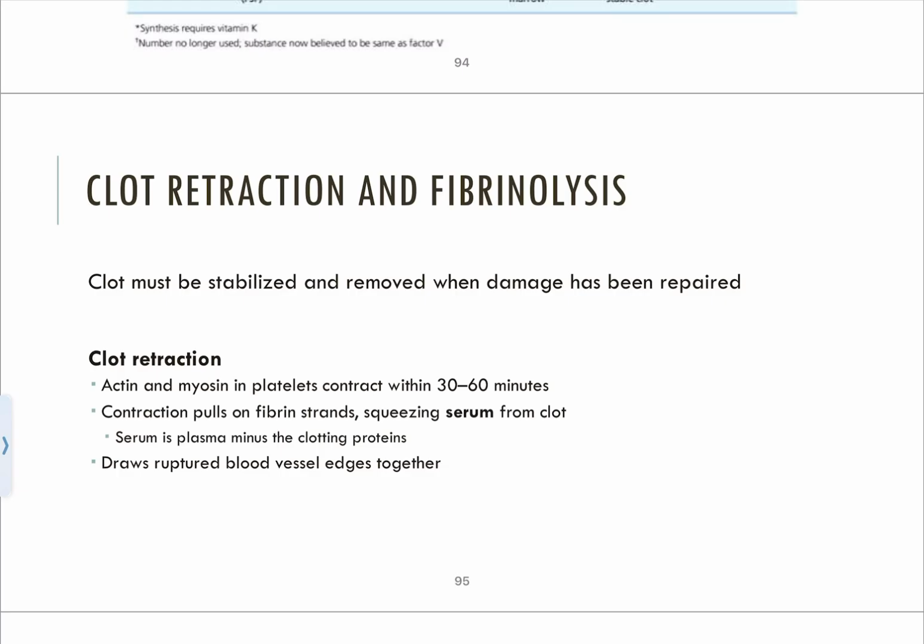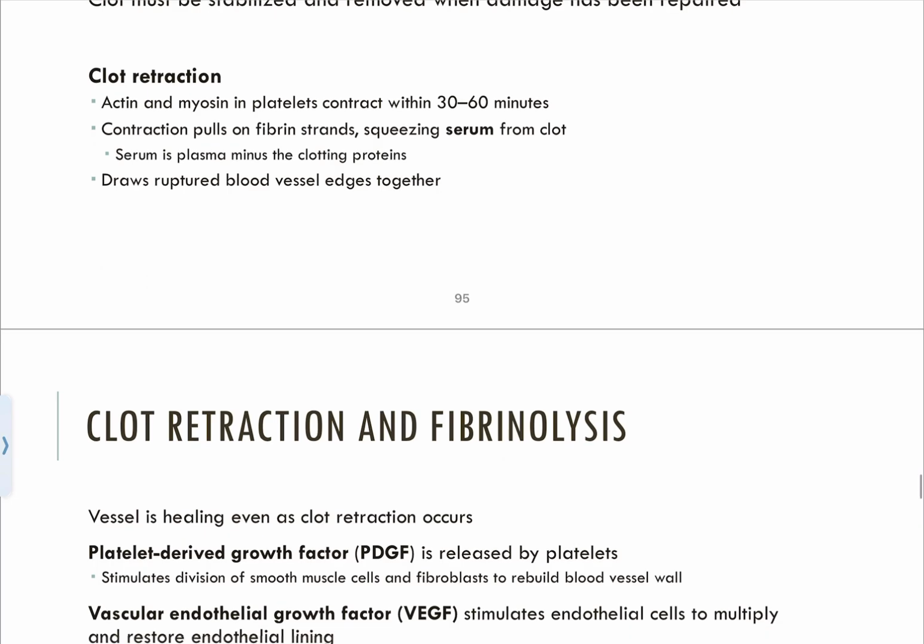So the contraction is going to cause those fibrin strands to be pulled on, and what's going to happen is serum is going to squeeze from the clot. And basically, what is serum? Serum is the plasma minus the clotting proteins. And then eventually we're going to draw the ruptured blood vessel's edges together until we basically seal it there.